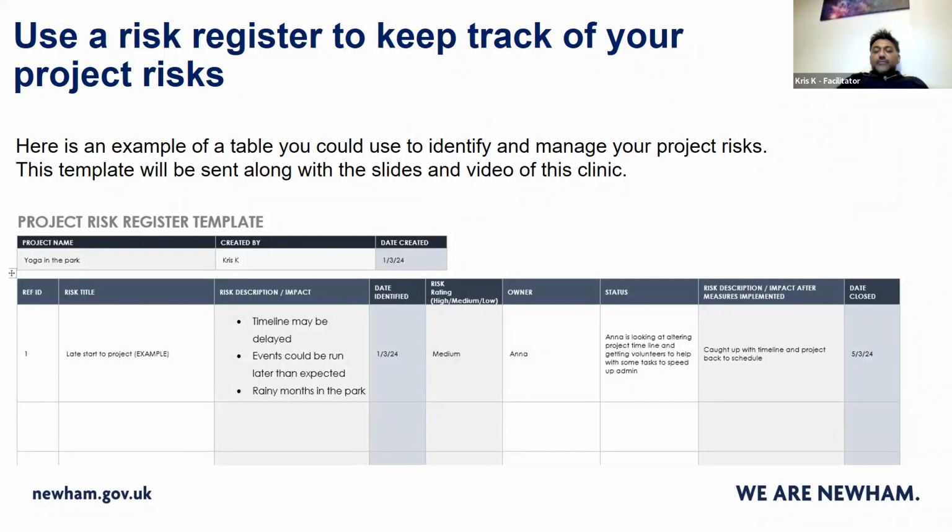The status. So, what Anna is going to be looking to do: Anna is looking to alter the project timeline and get volunteers to help with some tasks to speed up admin. So, after those measures have been put in place, we put down a description. Once that action has been put in place, and you say, well, yeah, we've caught up with the timeline and the project is back to schedule, then we close that risk, that's been done now, and I put today's date as an example. That's just an example. So again, I'll send this template out to you once we get the recording sorted.